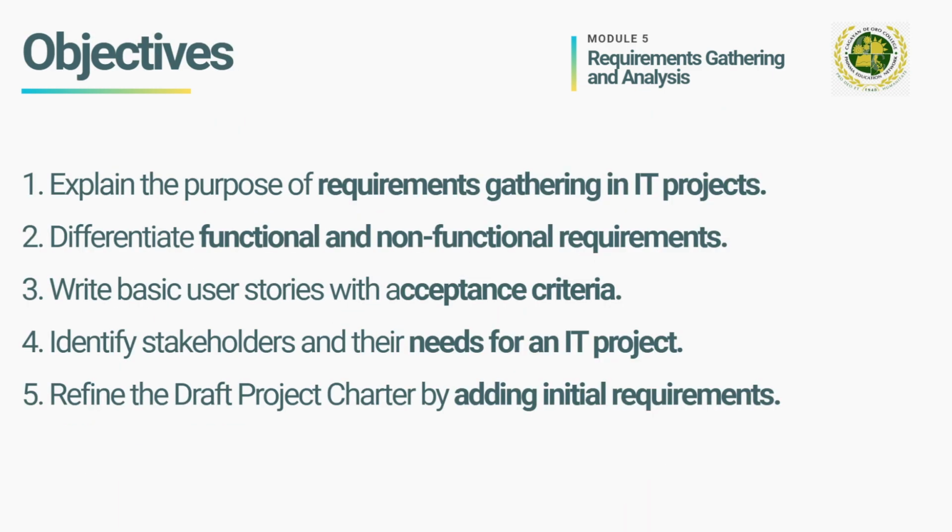So our objectives for this Module 5 are, number one, to explain the purpose of requirements gathering in IT projects. Number two is to differentiate functional and non-functional requirements. We're going to identify which one is which, and what the difference between the two is. And number three is to write basic user stories with acceptance criteria. We're going to understand what user stories are, and how we construct a proper sentence in user stories.